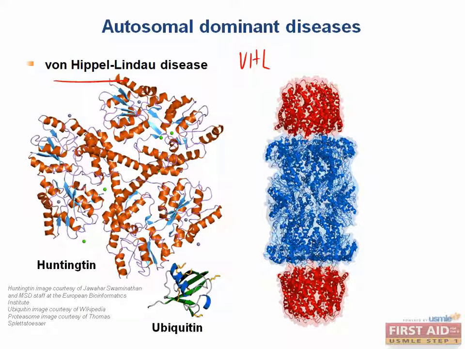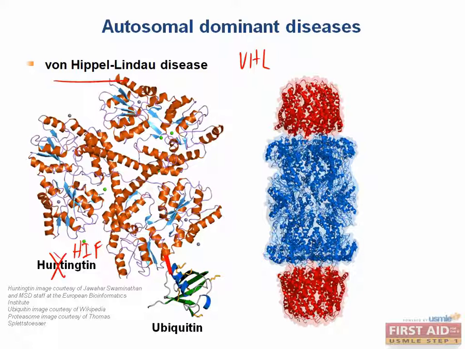VHL normally works as part of the ubiquitin ligase machinery, so it helps to add ubiquitin to proteins to target them for degradation. When VHL is deleted or mutated, its target remains functional. Now the most important target in this disease is HIF, or hypoxia-inducible factor. As its name suggests, HIF is induced by hypoxia. Now what do you think a tissue might do as a response to hypoxia? Well, it makes new blood vessels to supply oxygen, which is called angiogenesis.